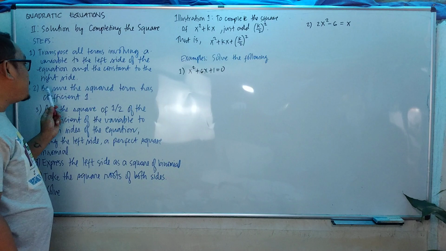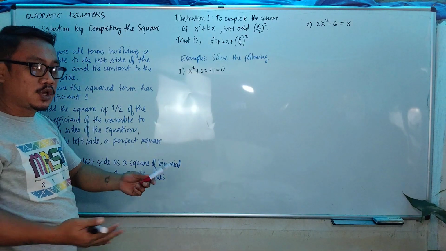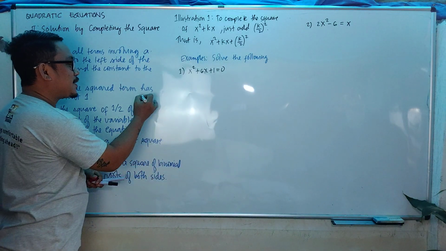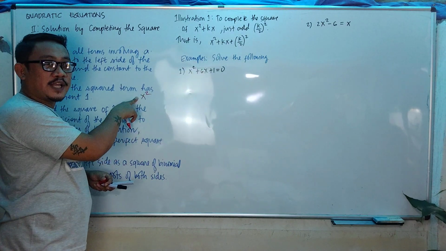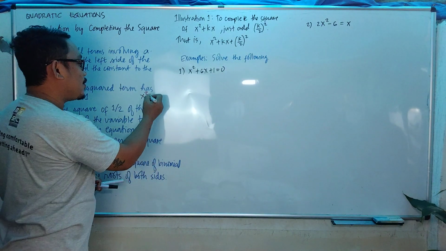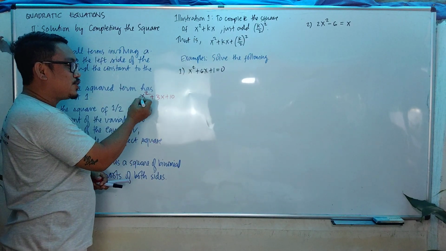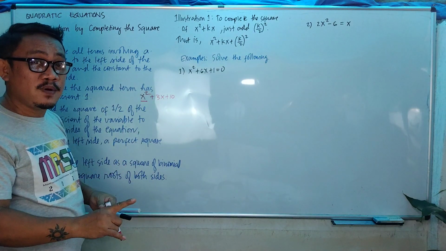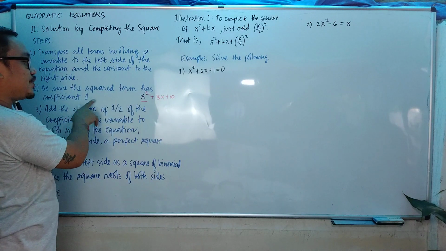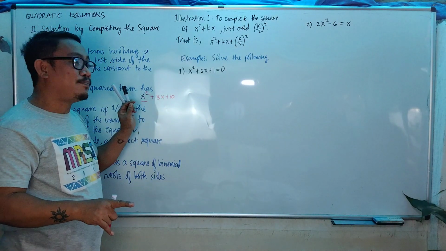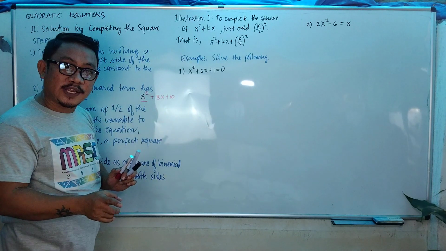Step 2, be sure the squared term has coefficient 1. So if there is an x squared, its coefficient should be 1, with no other number. For example, x squared plus 3x plus 10. The x squared should have a coefficient of 1. Follow? That is step number 2. Be sure the squared term has coefficient 1. If there is another number, we will divide each term by that particular number so that only x squared remains.